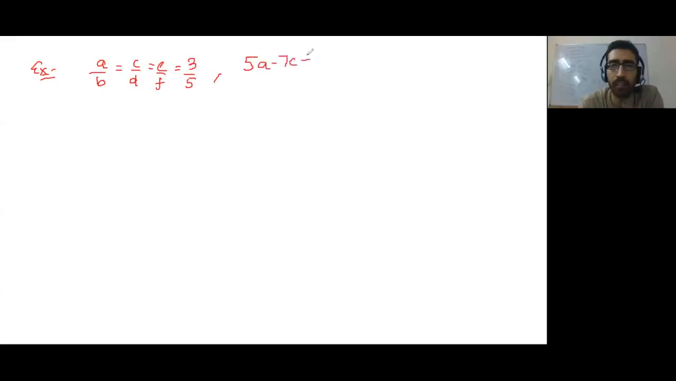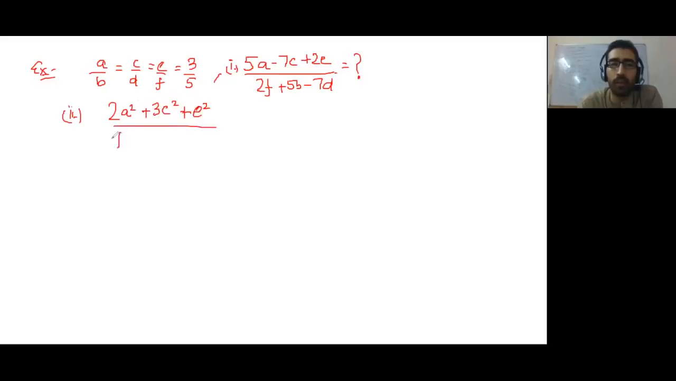Can you tell me what the value of (5A minus 7C plus 2E) upon (2F plus 5B minus 7D) is? What is this going to be in value? This is question number 1. Question number 2. What is (2A square plus 3C square plus E square) upon (F square plus 2B square plus 3D square) going to be?